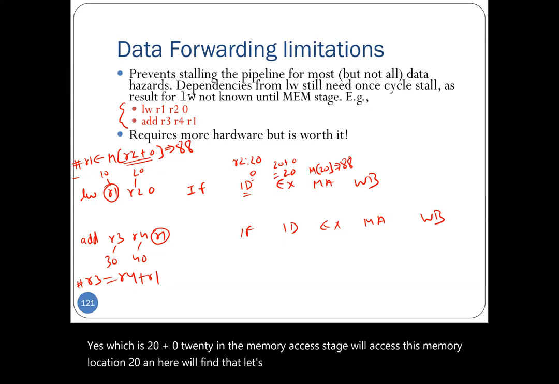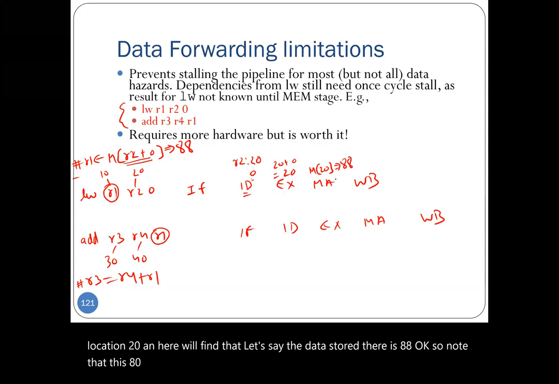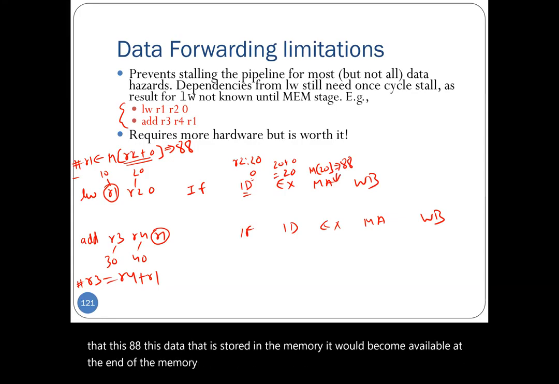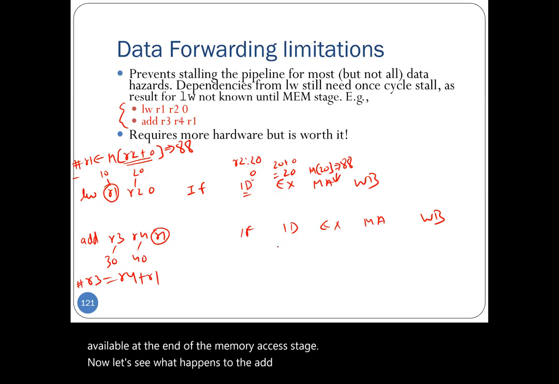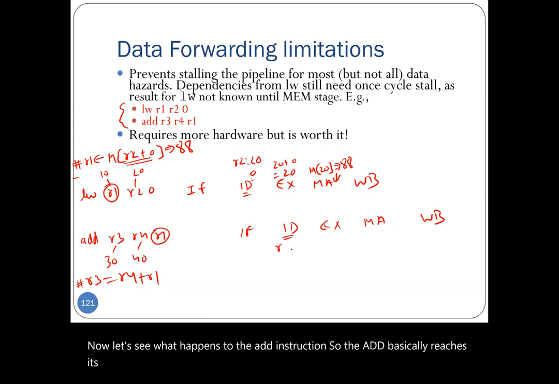Okay, so note that this 88, this data that is stored in the memory, would become available at the end of the memory access stage. Now let's see what happens to the add instruction. So the add basically reaches its decode. Here it will read the content of R4 and R1, right? So R4 is 40, R1 is still obsolete, it is not updated, so it would still be 10.